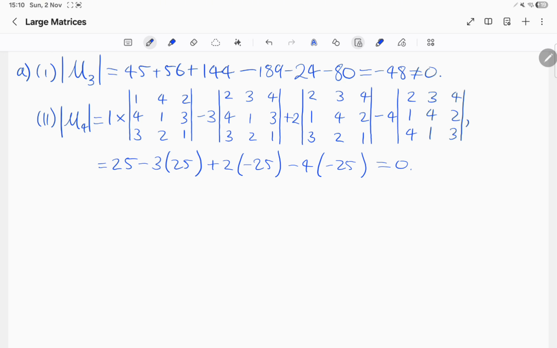Now we can calculate the determinant of M4. Using the old cofactor expansion here means that we need to calculate 4 separate determinants of 3 by 3s and then multiply them, giving a result of 0.